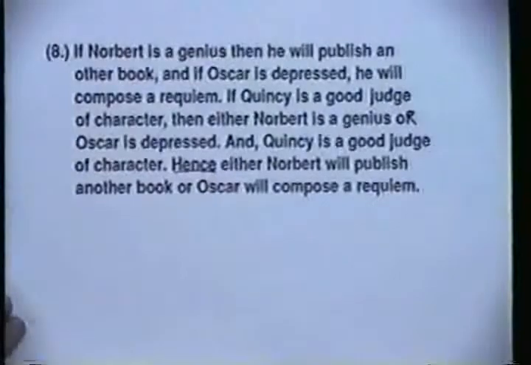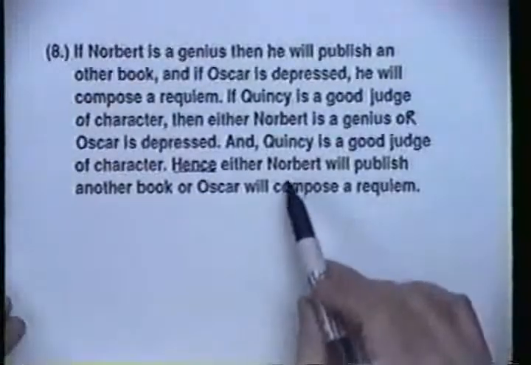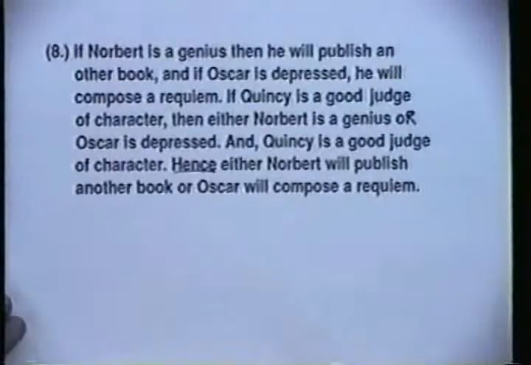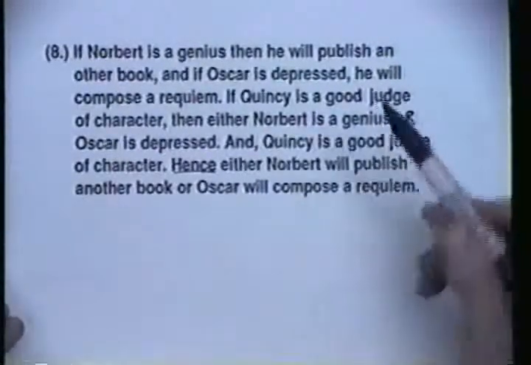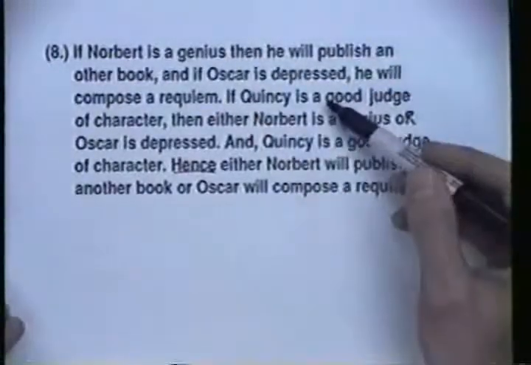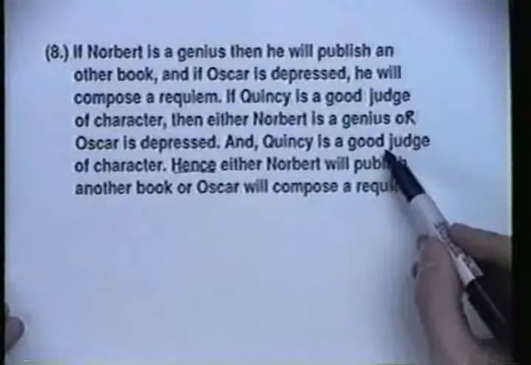Hence, here is the conclusion indicator. So we know either Norbert will publish or Oscar will compose is going to be our conclusion. Now let's work on the premises. Notice we have one sentence here, which is quite complex, another sentence here, and a third premise here.